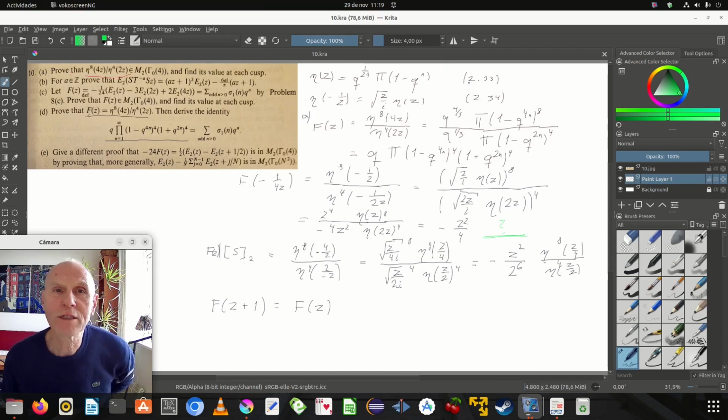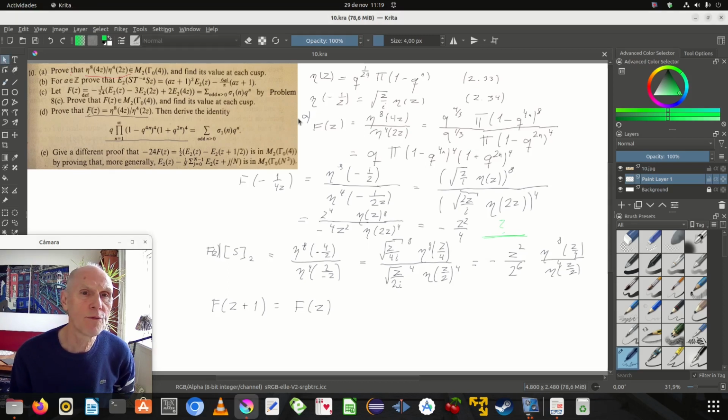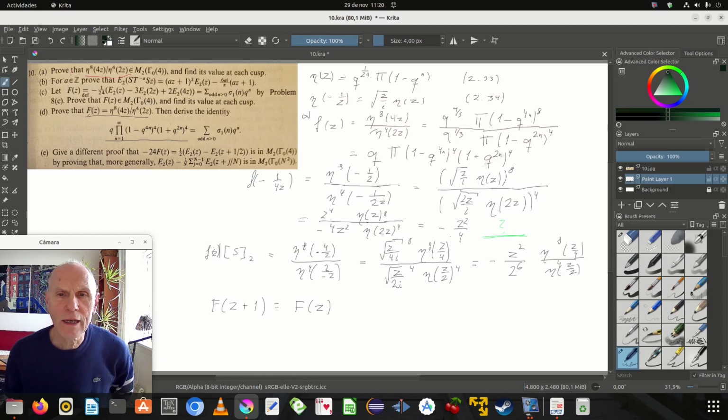Now it's Wednesday, November 29th. First of all, capital F was actually defined like this function. So I think we should call it minuscule f instead.